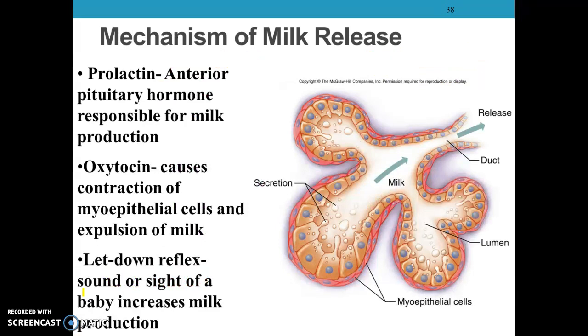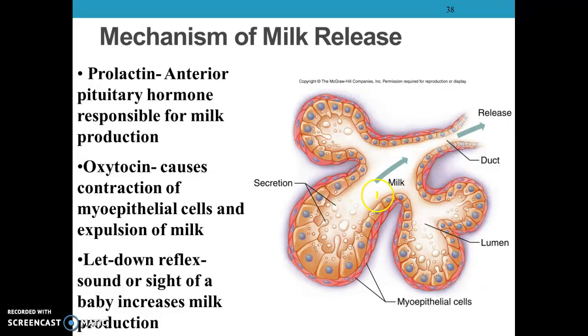All right, so mechanism of milk release. This is after birth has taken place. Prolactin, again, is an anterior pituitary hormone, and it's responsible for milk production. Okay, so that's going to cause the milk to be produced. These are the alveolar glands that we mentioned earlier. So this is the milk glands. The milk is being secreted. Oxytocin causes contractions of the myoepithelial cells and the expulsion of milk.